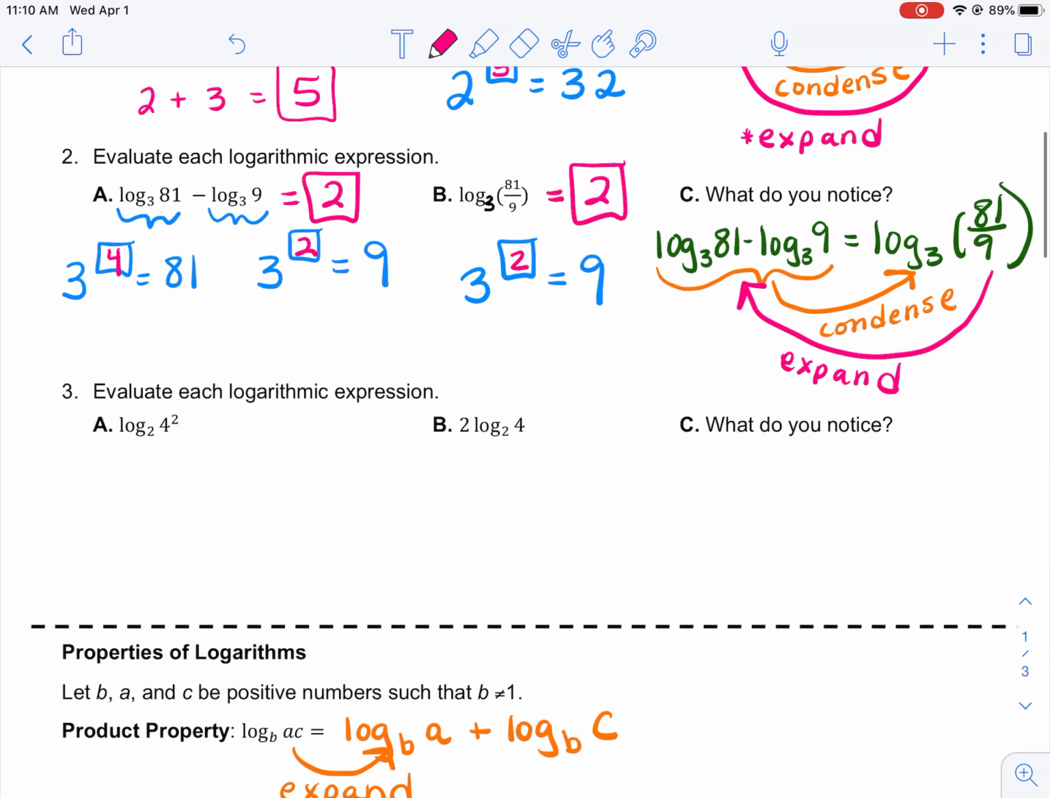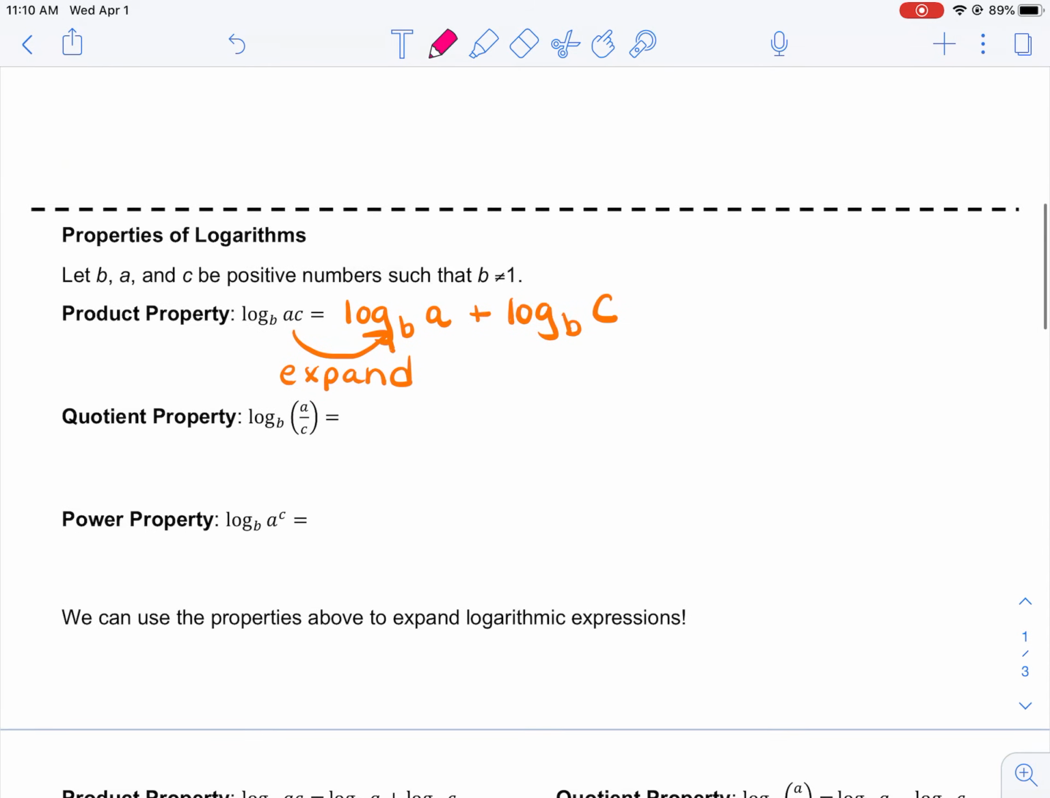So this is an illustration of what we call the quotient property. Okay, if you have log base b of a quotient a over c, we can expand that and write log base b of a minus log base b of c. And when we take one single log and we pull them apart and write two logs, that's called expanding.